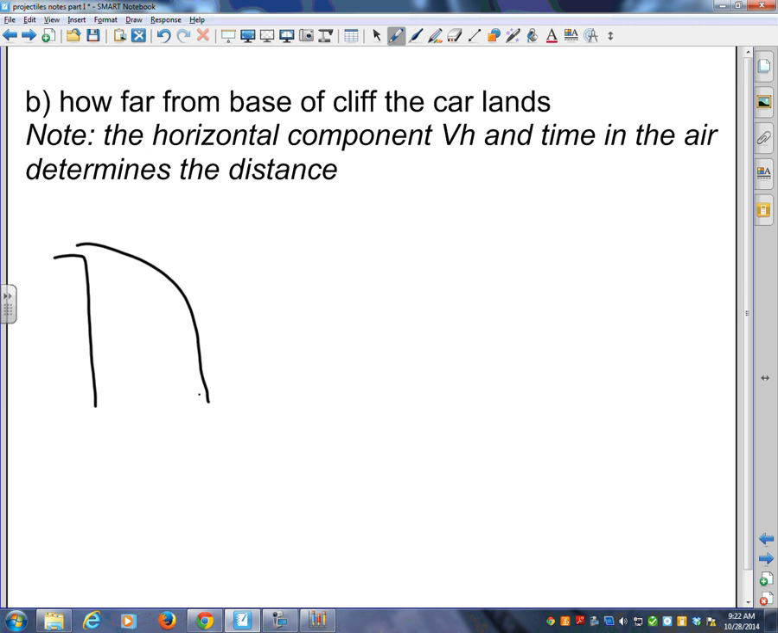I'll redraw. The whole thing takes 3.02 seconds. I want to know how far away. I'm looking for a distance. vit plus a half at squared again? Well, let's just write that down. Don't write it down just yet. Could I use that?